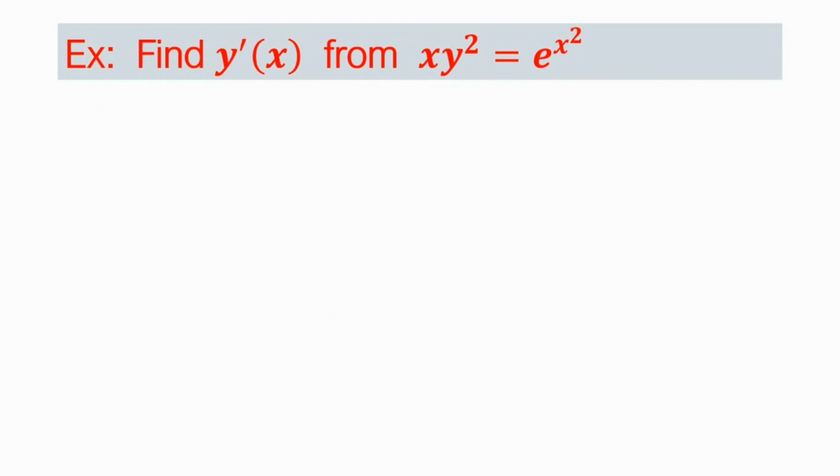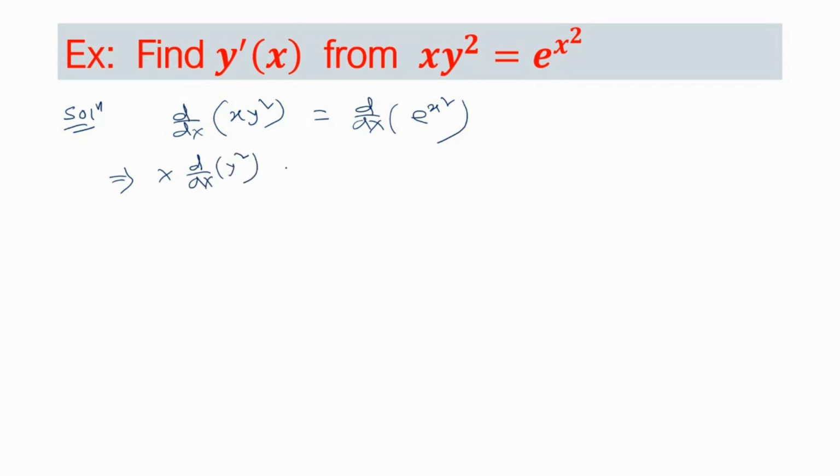Find y dash from xy square equal to e to the power x square. So solution here, we'll apply d/dx on both sides. Apply the product rule here: x d/dx y square plus y square d/dx of x is equal to. Here we will apply the chain rule on e to the power x square. So e to the power x square as it is, and then the derivative of x square.